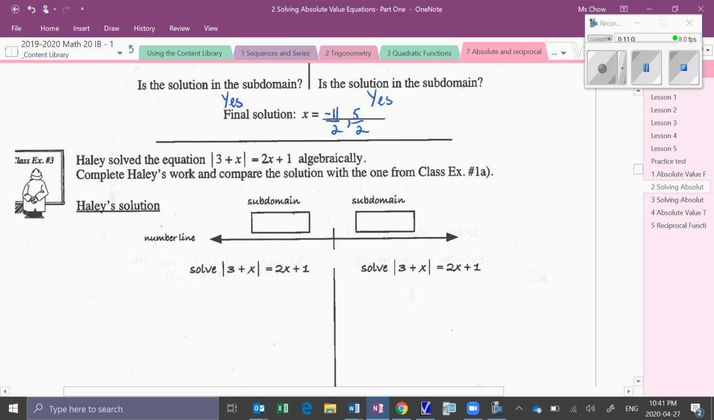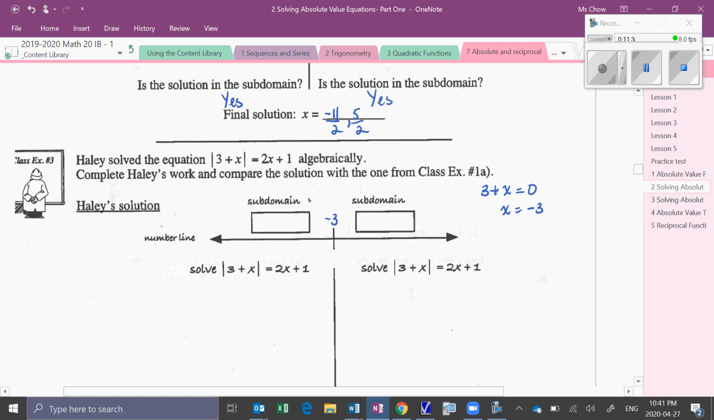So to determine those subdomains, what am I ultimately looking for? People get confused. Well, do I want the x-intercept of that left side or the right side? Ultimately, the subdomains are created by the absolute value functions. So that's what we're concerned about. So 3 plus x equal to 0, which means that x is equal to negative 3. So that is what's going to define our subdomain.